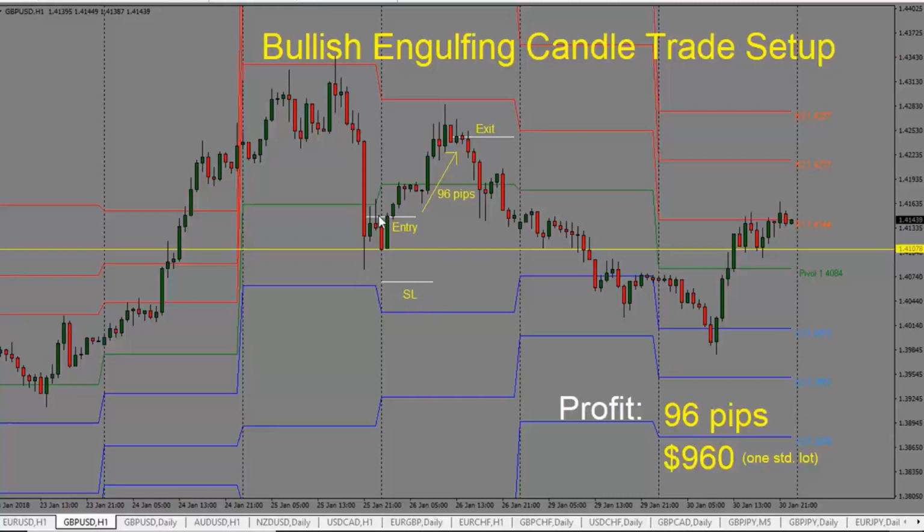so that there's enough room for the trade to breathe. Once we enter the trade, we stay with the trade for as long as price is moving higher. And once we see that the price starts to stall out here, price is just going sideways and it's not willing to go any higher, and we see this pin bar here, we exit the trade. From entry to exit, we get 96 pips in the trade.